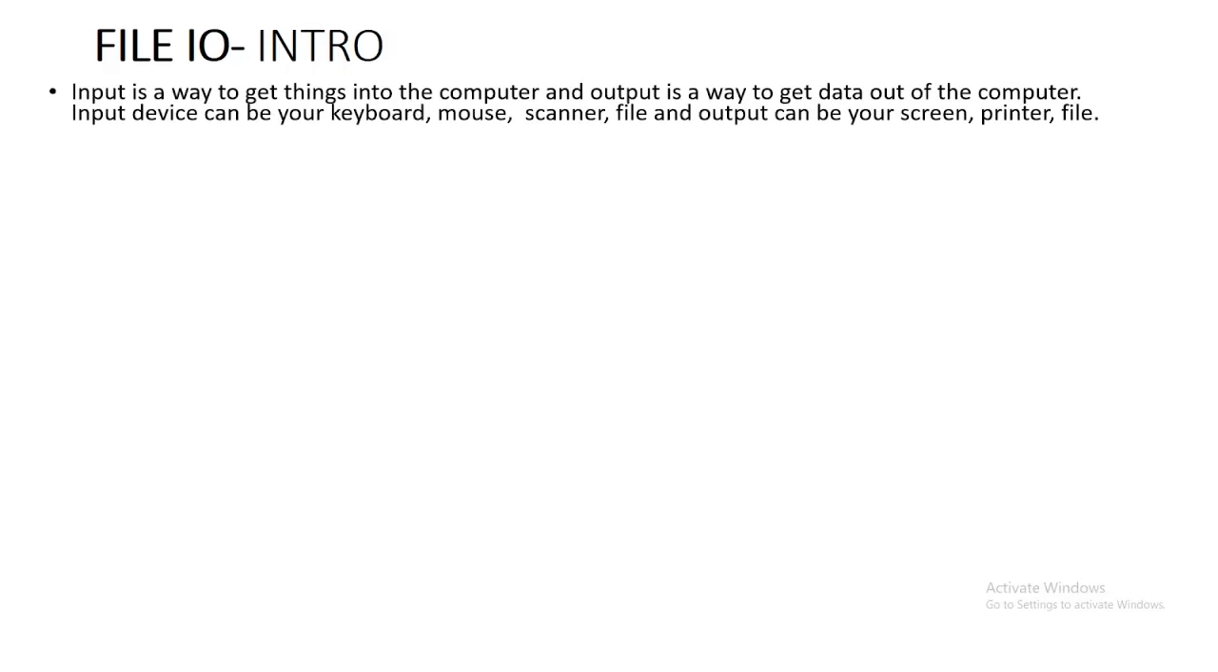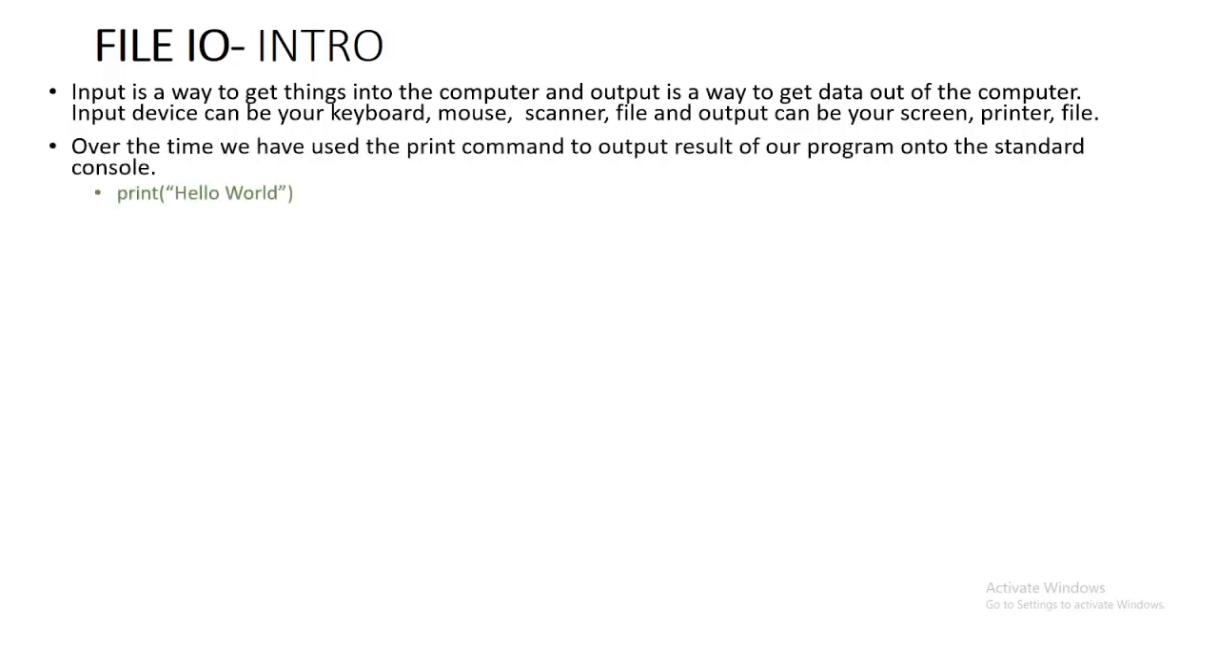Input is a way to get things into your computer, and output is a way to get data out of the computer. An input device can be a keyboard, a mouse, a scanner, or a file. An output device can be your screen, your printer, and a file.